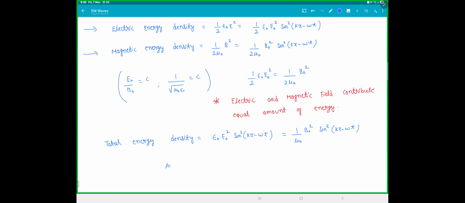If you want to average energy density, you know what will happen? Sine square becomes half. This itself is a question. What is the average density? Half epsilon E naught square or 1 by 2 mu naught B naught square. So both of them contribute equal. Either you can get electric field or magnetic field. So this is again another one more important formula there.